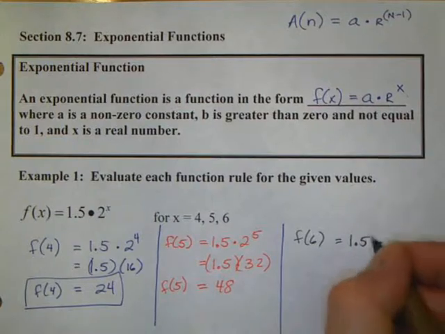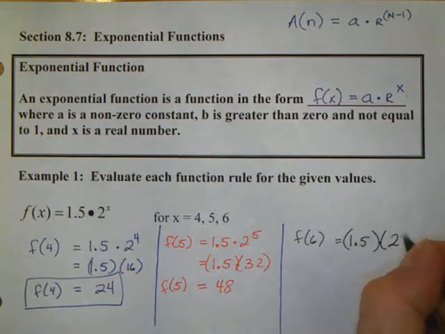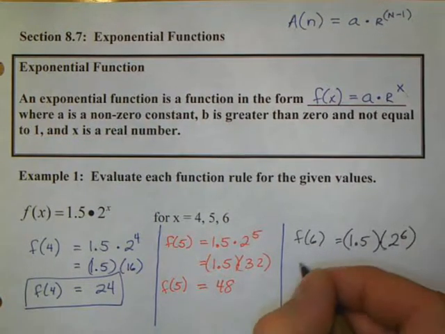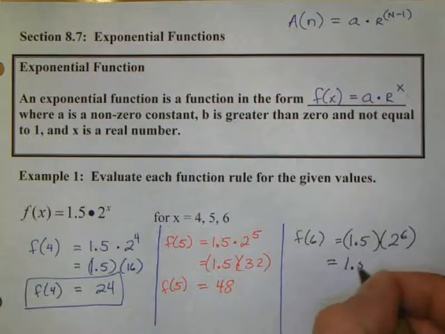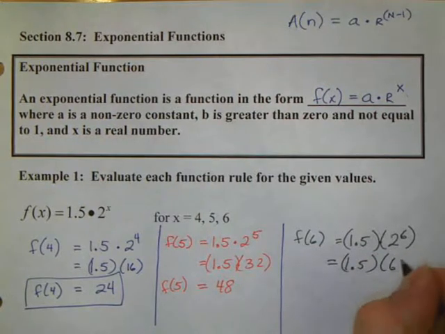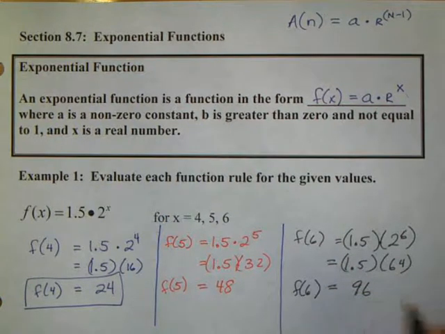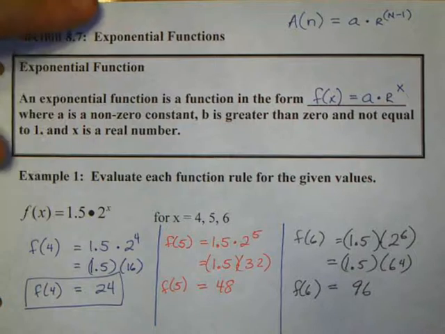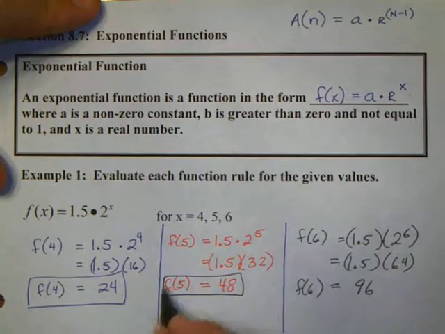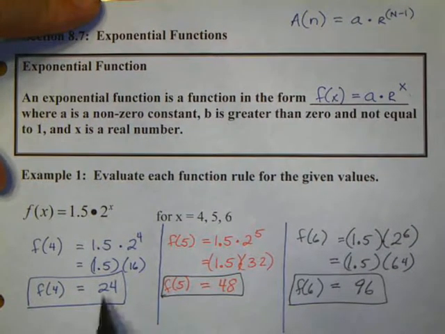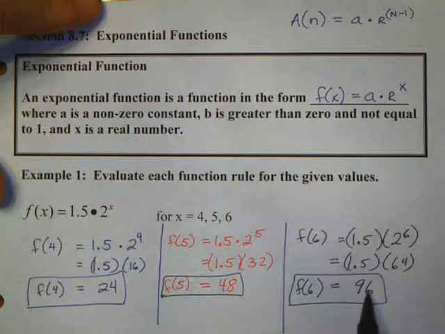Our last and final problem is for f of 6. So now we're going to plug in the number 6 for the value of x. Well, 2 to the 6th is 64. 1.5 times 64, that's 96. So our 6th term is 96.